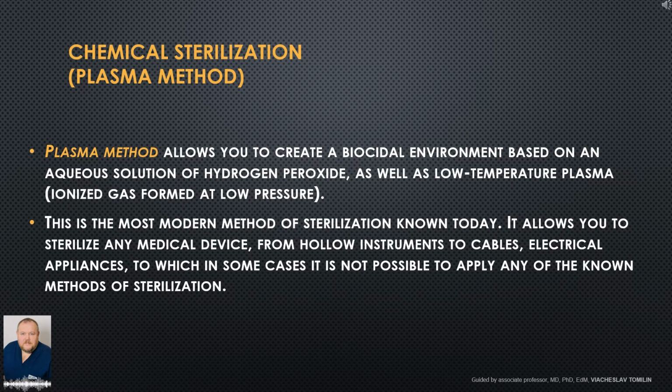Chemical sterilization. The plasma method allows you to create a biocidal environment based on an aqueous solution of hydrogen peroxide, as well as low-temperature plasma, ionized gas formed at low pressure. This is the most modern method of sterilization known today. It allows you to sterilize any medical device, from hollow instruments to cables and electrical appliances, to which in some cases it is not possible to apply any of the known methods of sterilization.